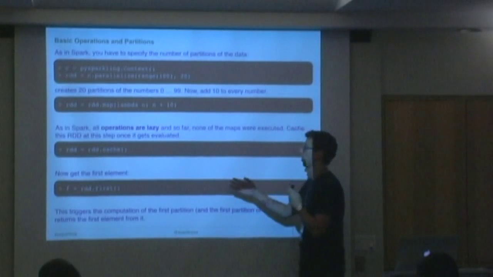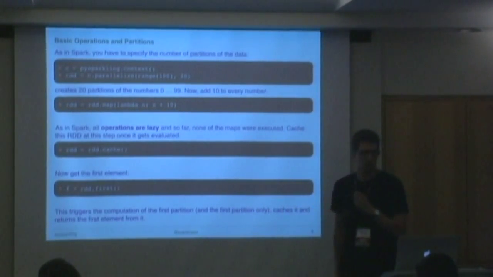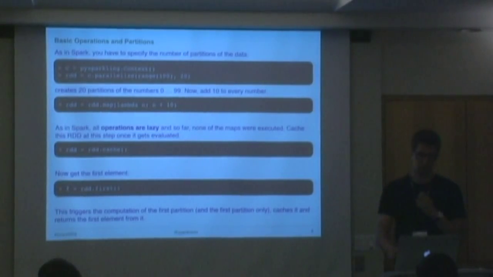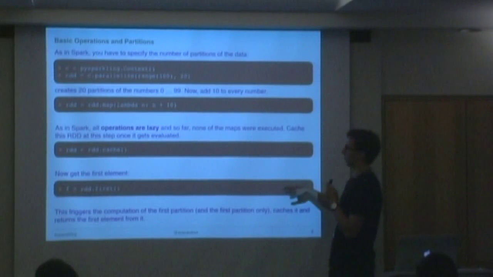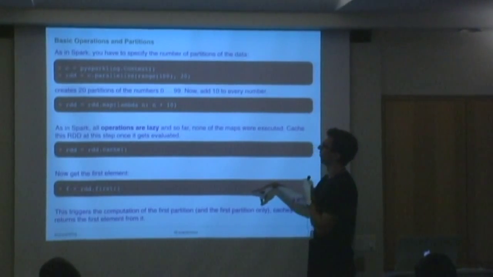There's also operations for take a random element or take 10 random elements in the Spark API. So what we do here is we just say, get me the first element. And then at this point, it's the first time that something actually happens. At this point, it knows the first element is in the first partition of the data. So now it goes back.